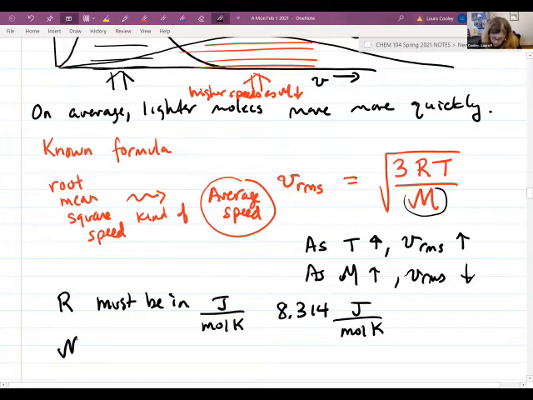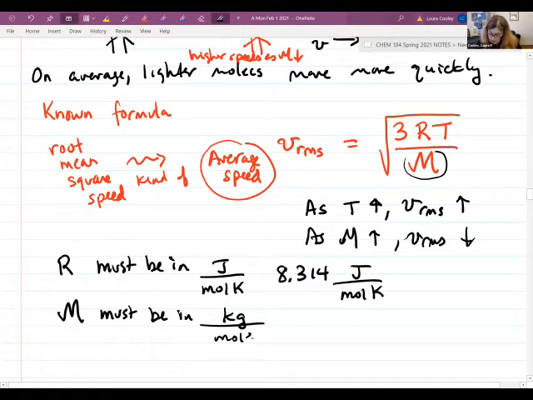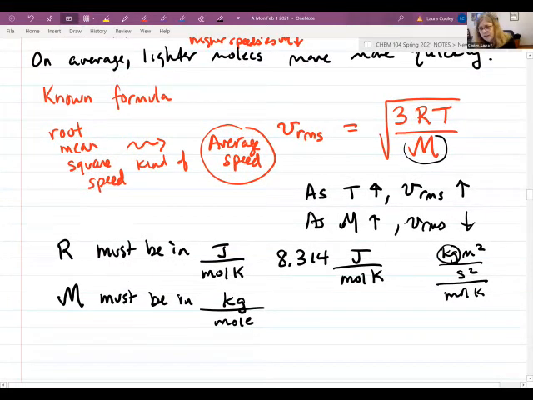The molar mass must also be in unusual units. It must be in kilograms per mole. The reason for this is a joule is a kilogram meter squared per second squared, so you have to match your units up in order for things to cancel properly. That's the reason for the kilogram units. You'll see that when we do that problem a little bit later. Does anyone have a question about any of this? You can always ask.